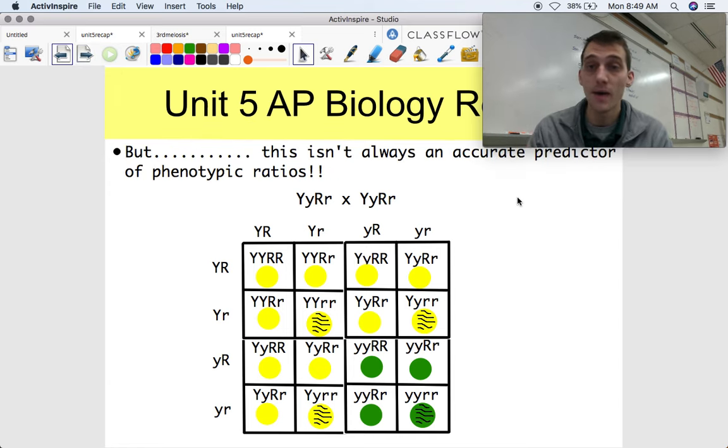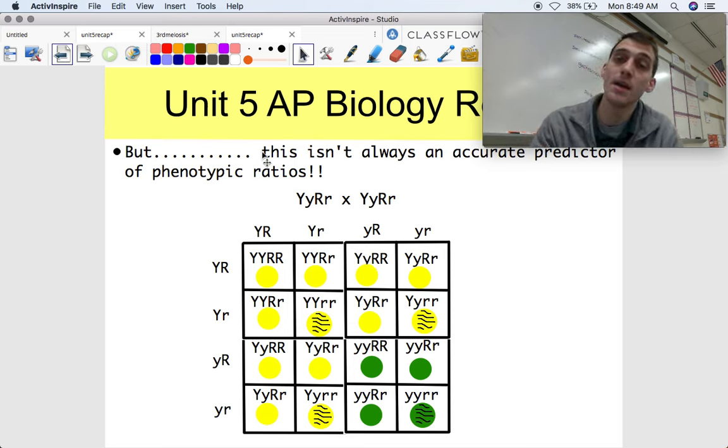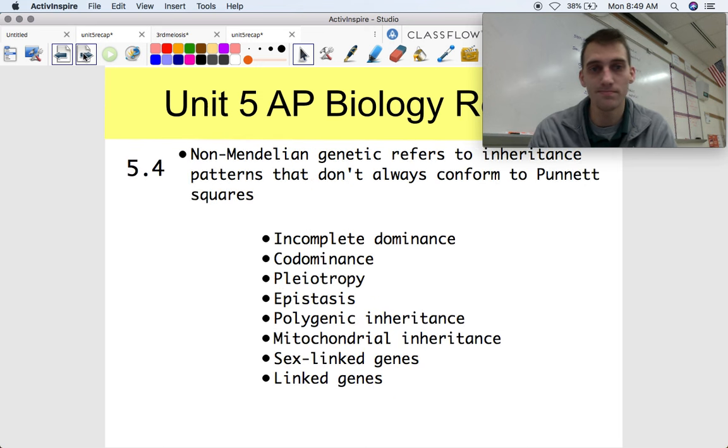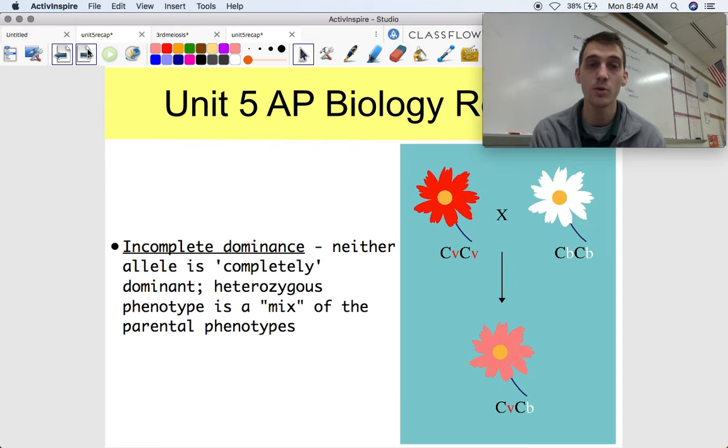But here's the thing about these dihybrid crosses, is that they aren't always accurate predictors of phenotypic ratios. Now this is what we could expect, but that's not always what we get, all right? Because non-Mendelian traits are a thing. Not every single trait in every single gene follows this set of rules and has this pattern of inheritance. So this is where Mendel was wrong. Non-Mendelian genetics refers to inheritance patterns that don't always conform to what we call the Punnett squares. And here's a whole bunch of examples, and we're going to try and run through each one of these quickly.